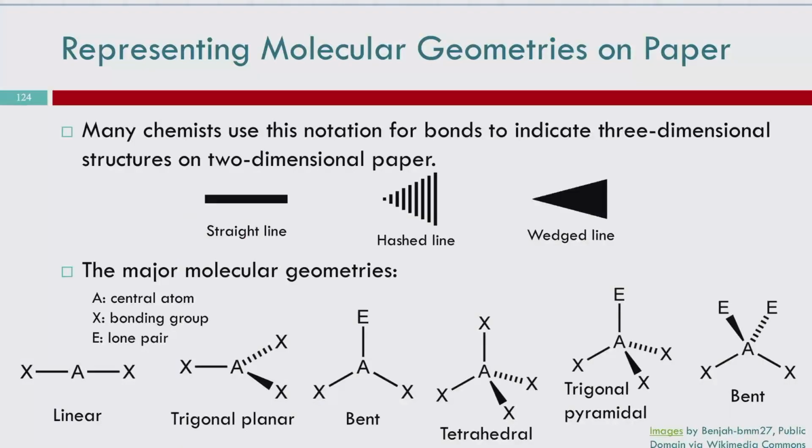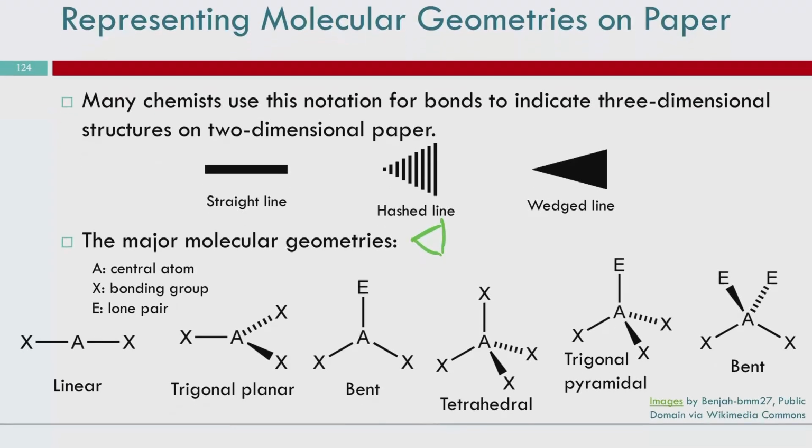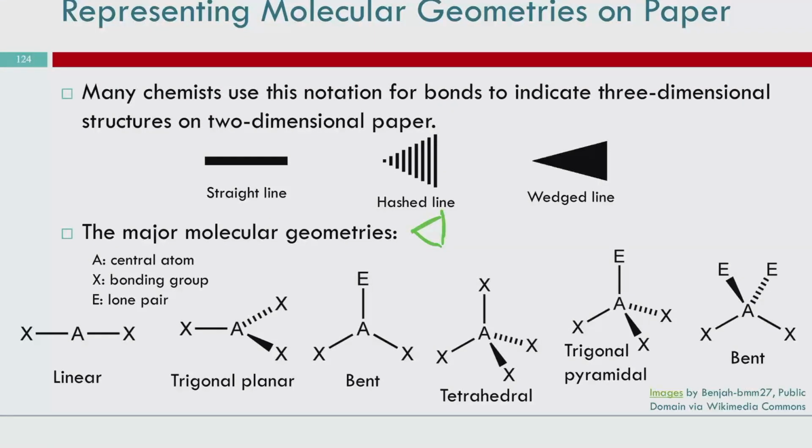So this is for things that are in the plane of the board. And then we've got hashed lines and wedged lines. Sometimes you'll see hashed lines instead as an empty wedge. I usually use just an empty wedge to represent the same thing as a hashed line because I didn't like trying to get all the spacing of the little lines correct and making it look nice. So if we wanted to draw the shapes in 3 dimensions, these are a couple of ways that we could draw them. A here is representing our central atom, X is representing any other atom group, and E is representing a lone pair.